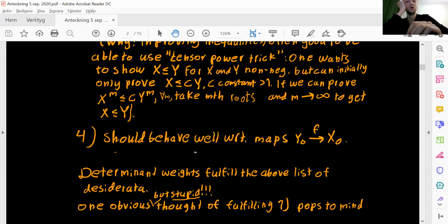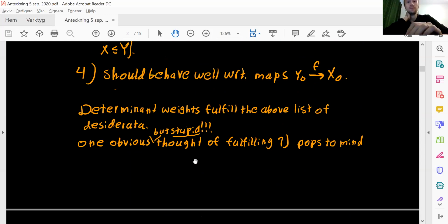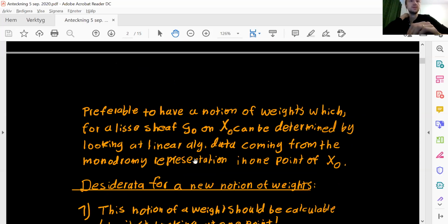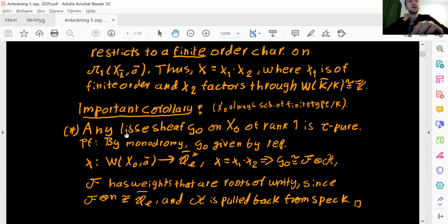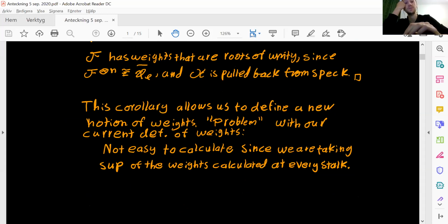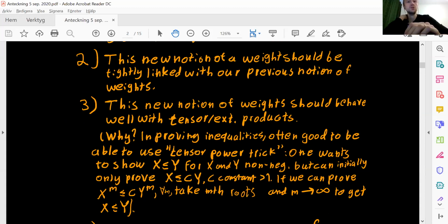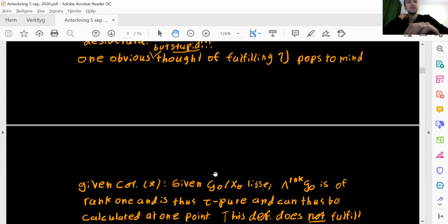So the following is a stupid and obvious thought of how we could fulfill one. If we just consider the theorem, or corollary, here, that whenever we have a lisse sheaf G0 on X0 of rank 1, it is tau pure. Okay. So then say that I have a lisse sheaf on X0. How can I go about creating a lisse sheaf of rank 1? Well, I can take the top exterior power. That is, I can take the determinant. Let us try to do this then. So now this stupid new notion of weight is the following. Given G0 over X0 that's lisse, take the top exterior power, and this is now rank 1. And what we have just seen is that it is tau pure, and we can just calculate this at one point. So this surely fulfills one then.